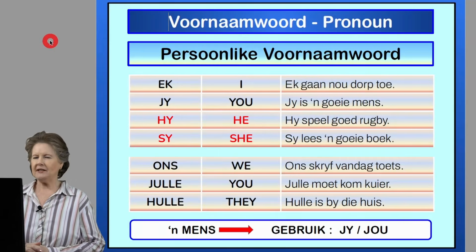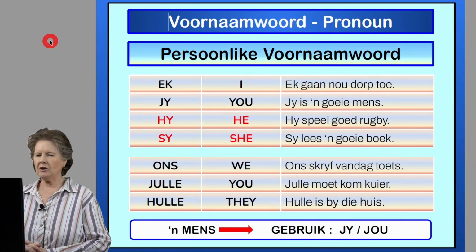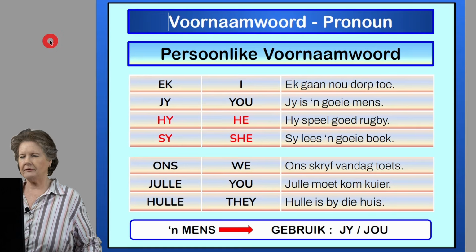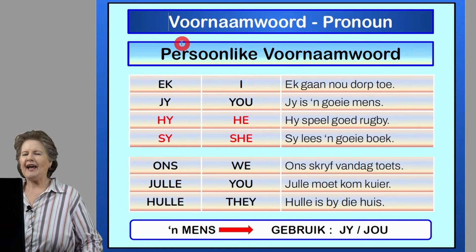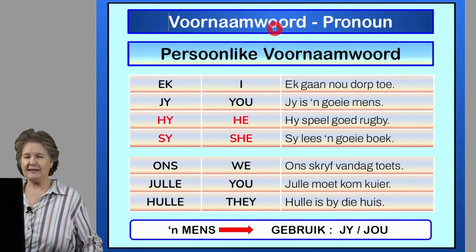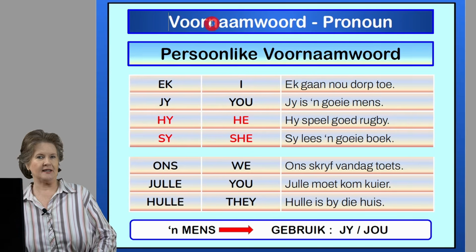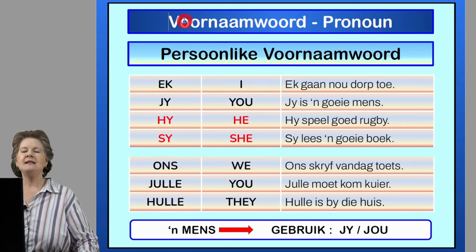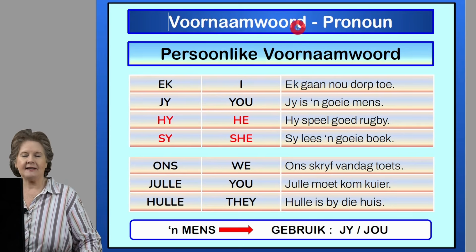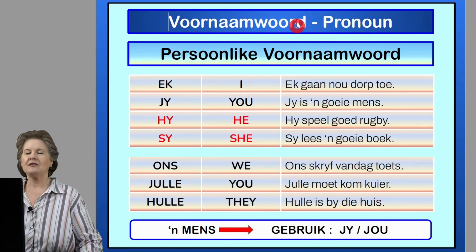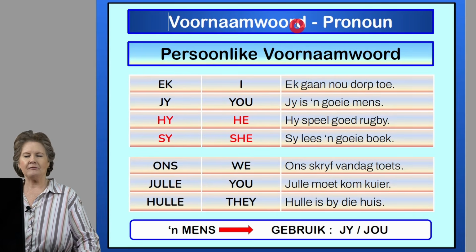Today we are dealing with the pronoun in Afrikaans, and that is called the Voornaamwoord. Now if you look very carefully at the word, it actually tells you what it is. It is a name. A voornaam in Afrikaans is your first name and a van is your surname. It is a name in the place of a word. Okay, so remember that is a voornaamwoord.